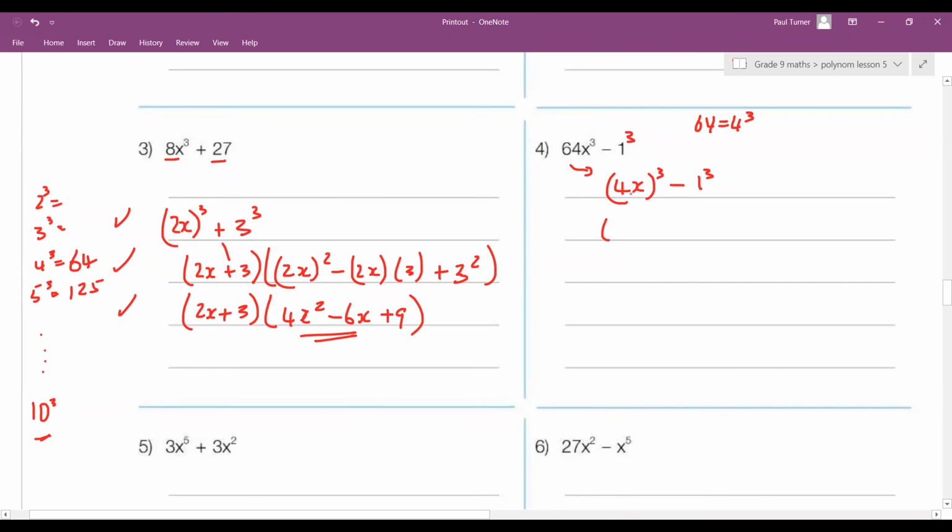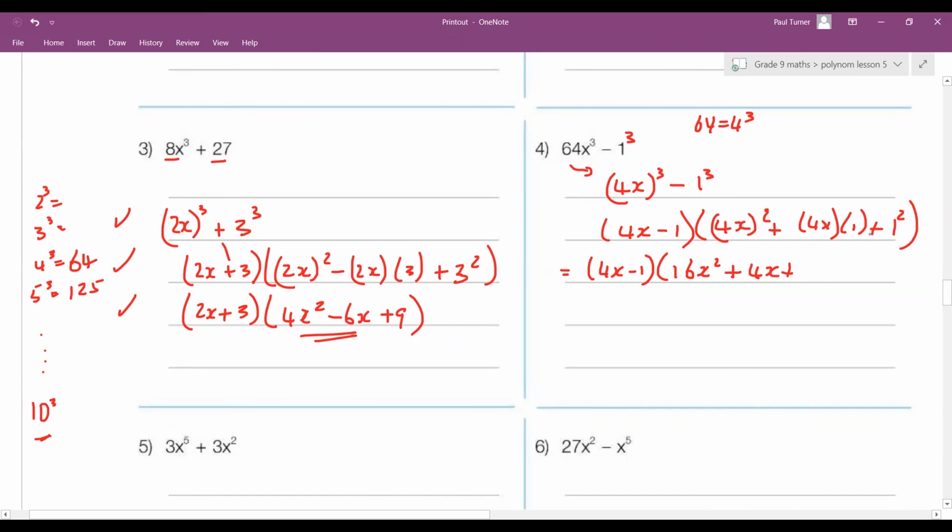So now you use your rule. So a cubed minus b cubed is a minus b. So same sign, and then we go to positive. But then we square a squared plus a b plus b squared, like that. So then we've got 4x minus 1. 4x all squared is 16x squared. 4x times 1 is 4x. And 1 squared is 1, like that.